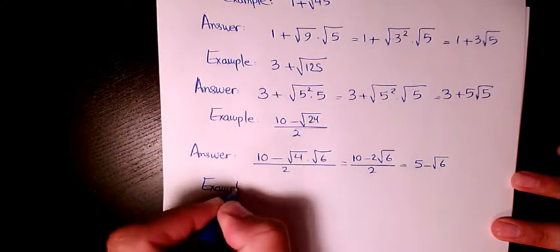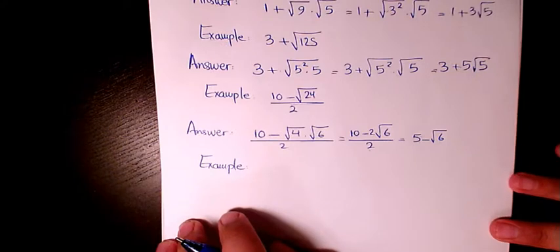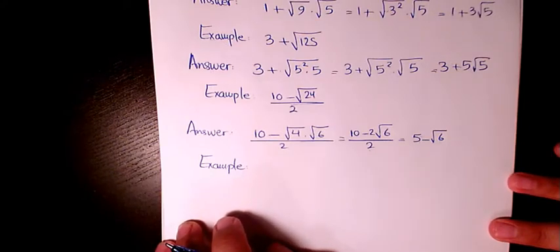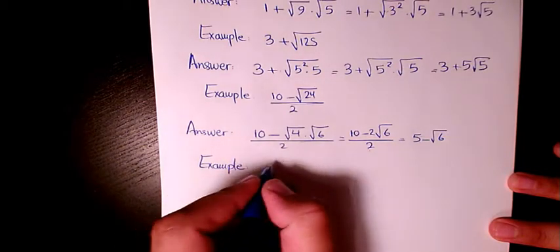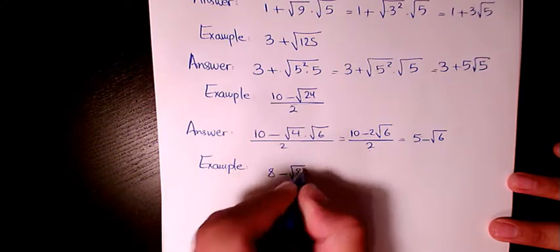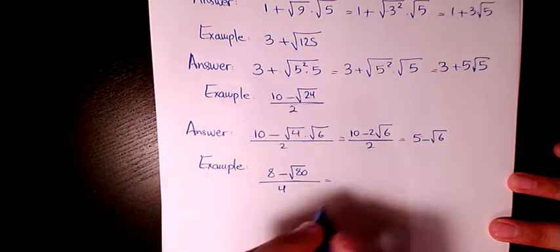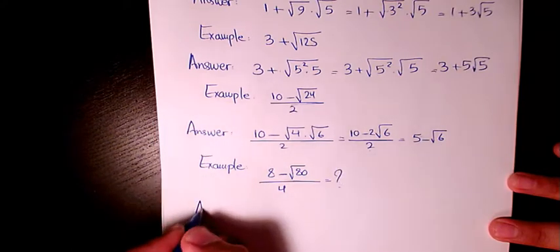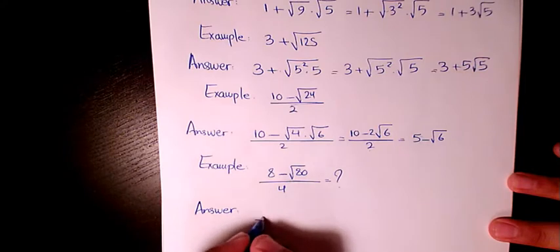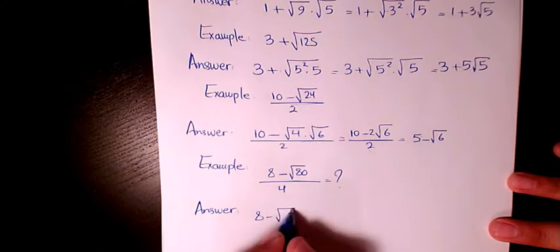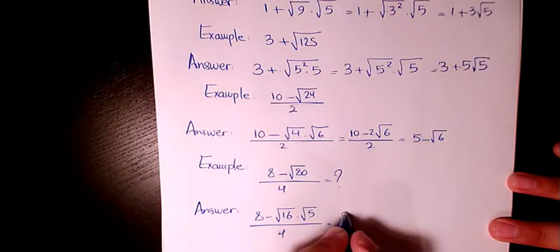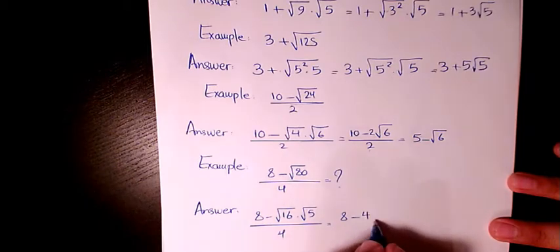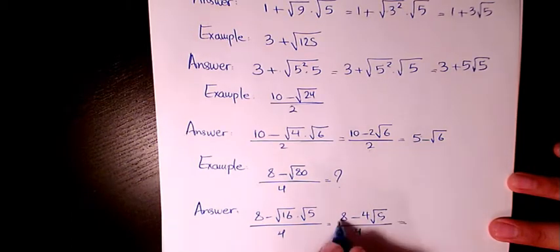Next example. We have 8 minus root 80, divided by 4. So, how to simplify it? The answer is, we have 8 minus, 80 is root 16 times root 5, because 16 times 5 is 80. So that makes it 8 minus the square root of 16, which is 4, divided by 4. That makes it 2 minus the square root of 5.